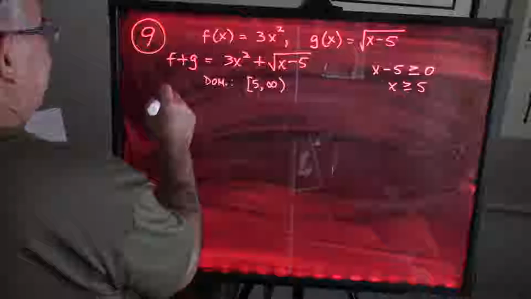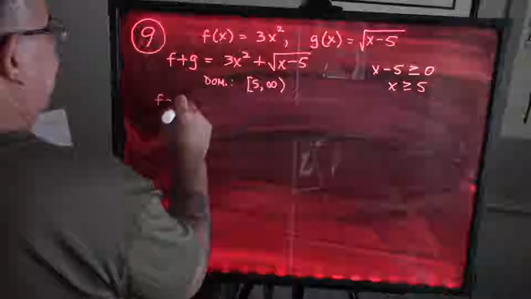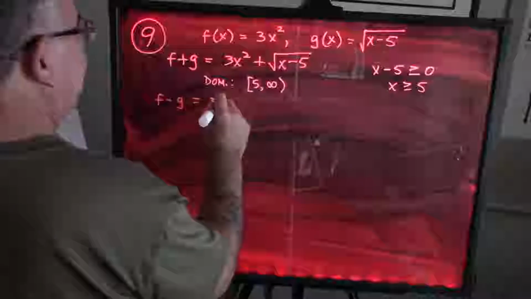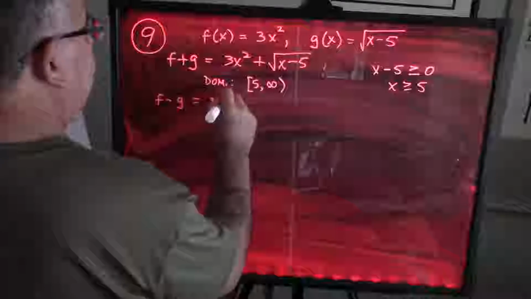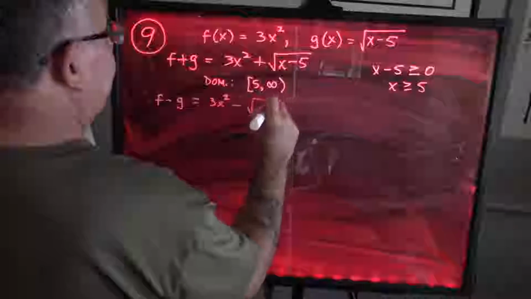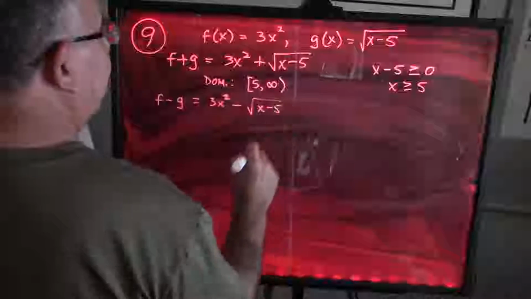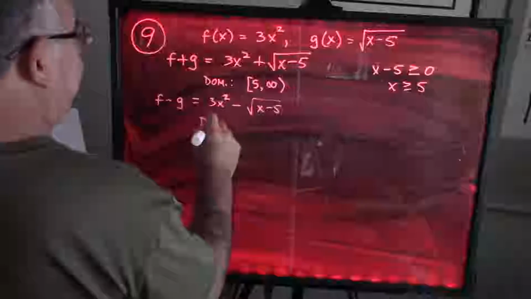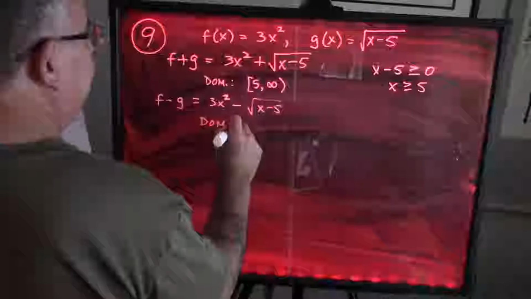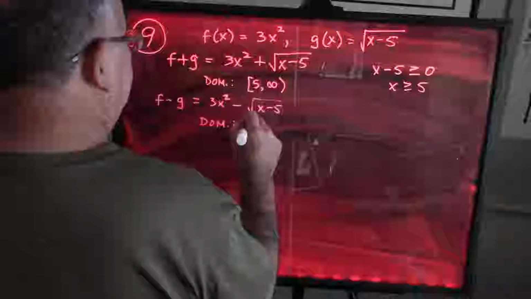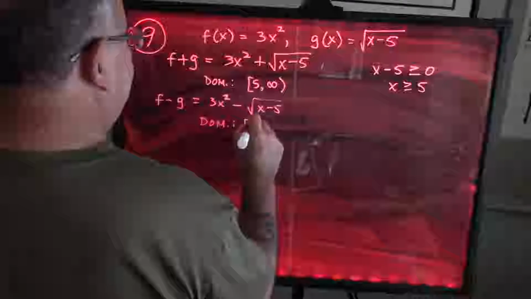F minus g is pretty much similar. That's equal to 3x squared minus square root of x minus 5. And the domain, once again, is the same. 5 to infinity, including 5.